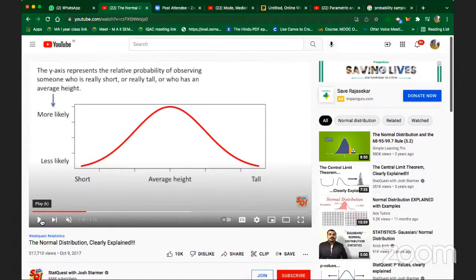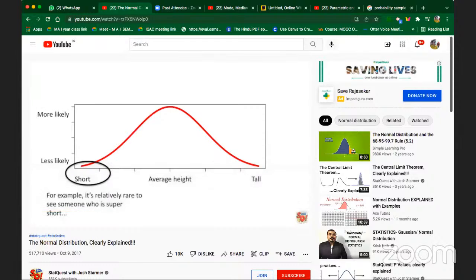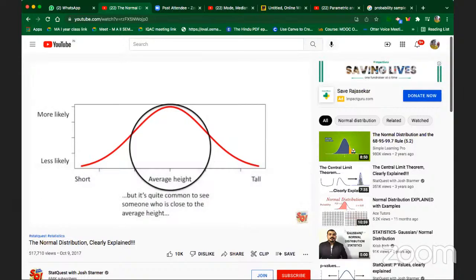So this side, what you see is the y-axis, which represents the relative probability of observing someone who is really short or really tall. So more likely to be this height and less likely to be that. This is how the y-axis is divided, and this is how the x-axis is also divided. Now, how many of them are short, how many are tall, and in between how many? It is quite common to see many of them.